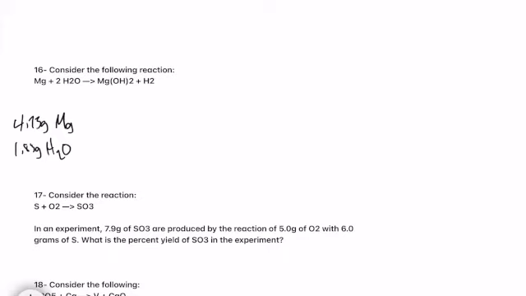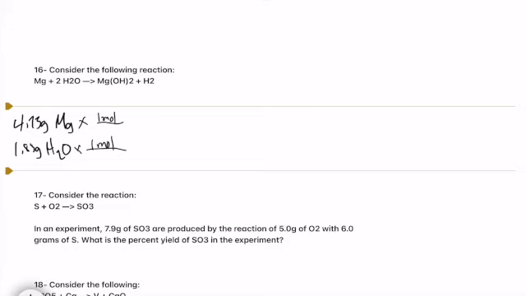Looking at 16, we're considering the following reaction here with 4.73 grams of magnesium reacting with 1.85 grams of H2O. We look at the reaction, we notice that the reaction was balanced. And so we're going to convert these sample sizes into moles.